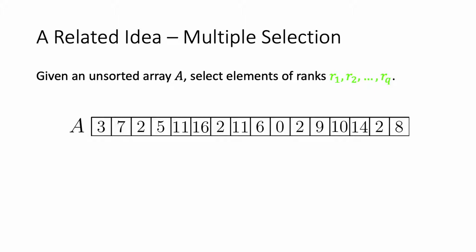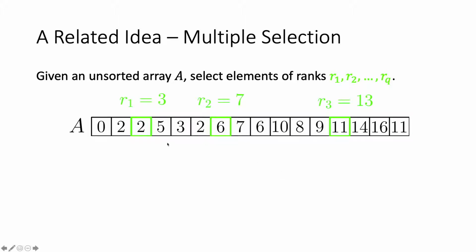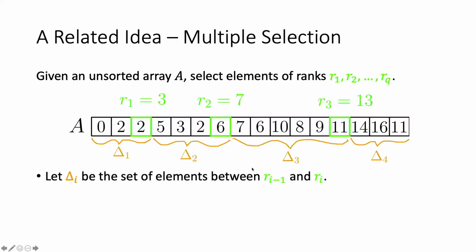So we have an unsorted array A here. And you see here, I have now partially sorted this array A just enough to be able to find the elements of rank 3, rank 7, and rank 13. And we can discuss what the complexity of the multiple selection problem is.